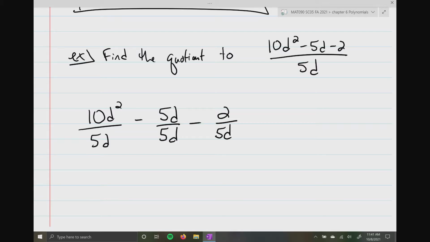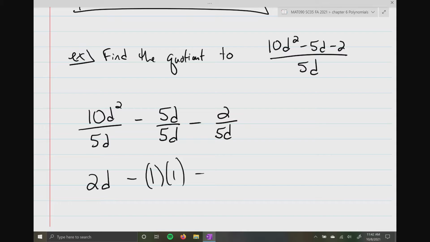Now, let's simplify each one of these. Megan H, 10 divided by 5. 2. D to the second divided by D to the first. D. Perfect. Put a minus sign. Next. Where's Hallie? 5 over 5. 1. D over D. 1. Perfect. Minus. Austin.